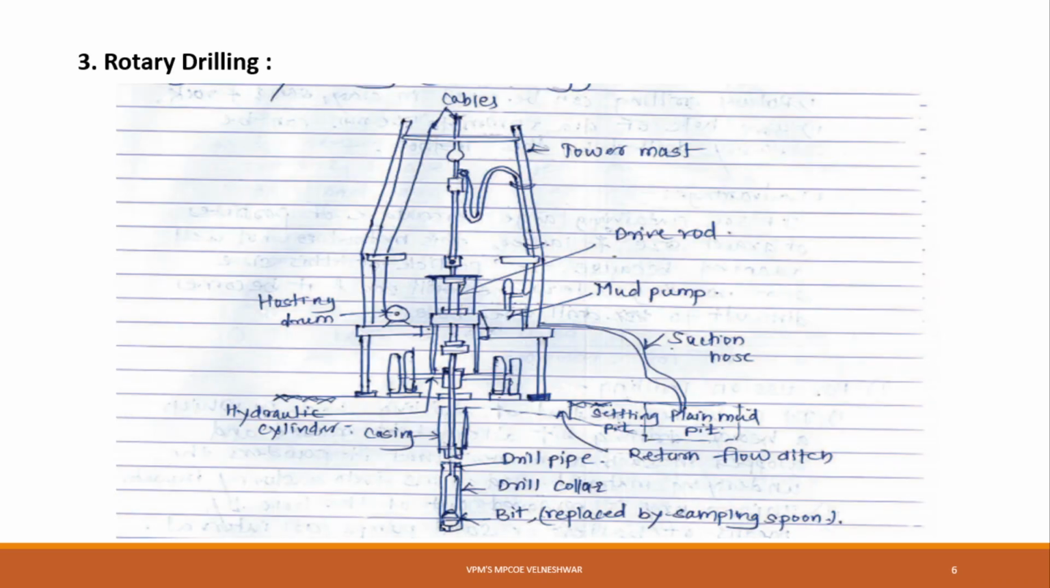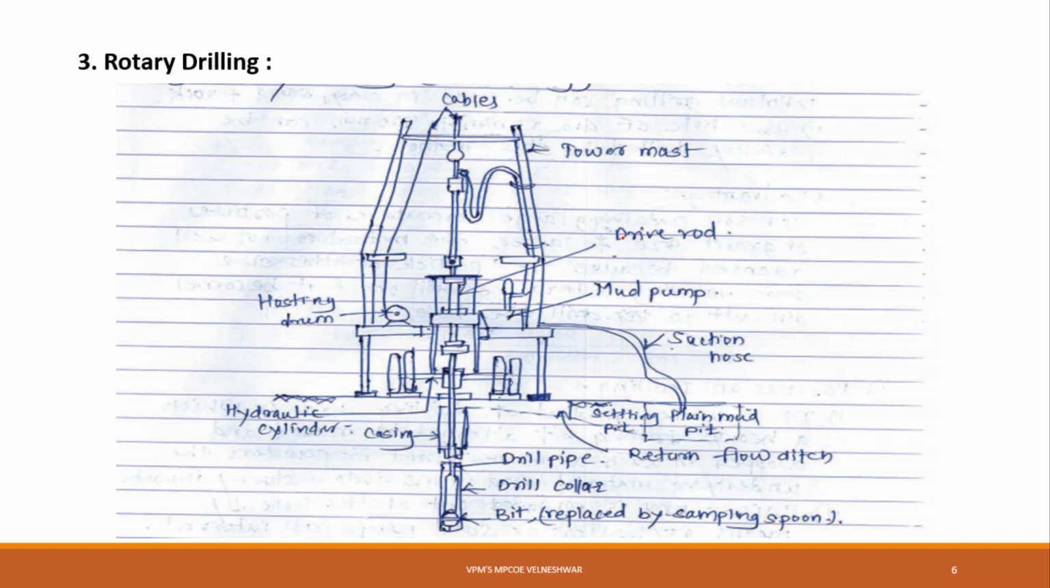Now the next method is rotary drilling. I will show the diagram and tell the different parts. Now see, this is the cable, and this is the hoisting drum to collect the cable and release the cable. Then this is the tower mast, this is the assembly of the tower mast.